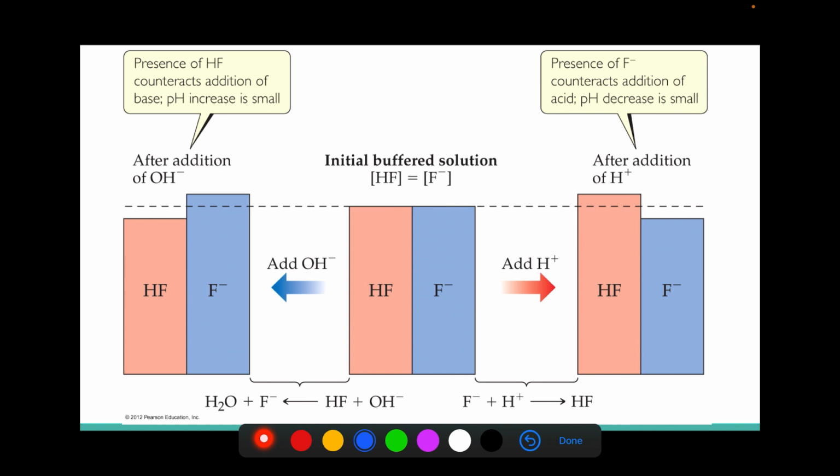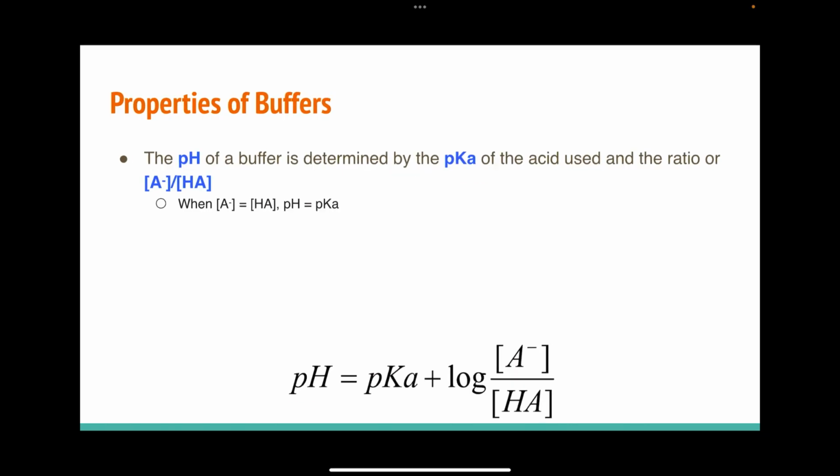Here's a visual representation of this same concept. Here's our initial buffer system in the middle, where the concentration of weak acid and its conjugate base are roughly equal. Now, if we add base, that base will react with the HF to produce some F-, therefore increasing the F- and decreasing the HF. And if we add acid, we'll increase the HF and decrease the F-. But again, if these shifts are small compared to the magnitude of the amounts, the pH change will be negligible.